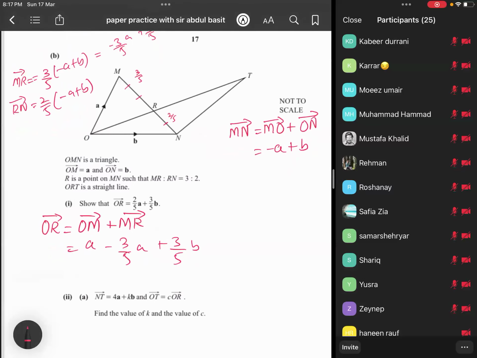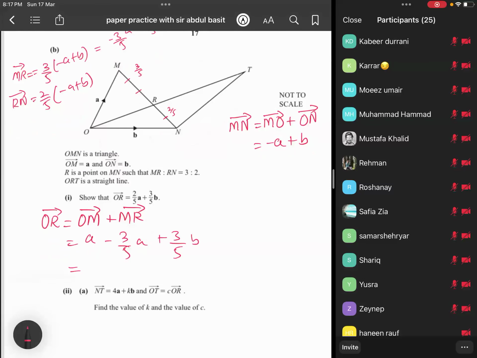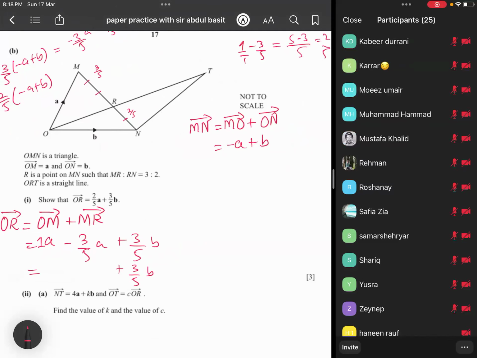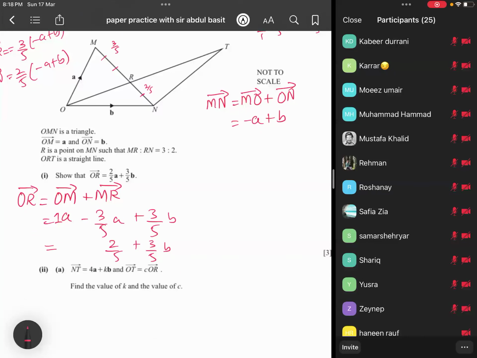But we need to simplify this first of all. 3 by 5b is fine. For a, 1 minus 3 by 5 is how much? 1 minus 3 by 5 is how much? That is 1, so the denominator is the same: 5 minus 3. So that would be 2 by 5. So that would be 2 by 5a.